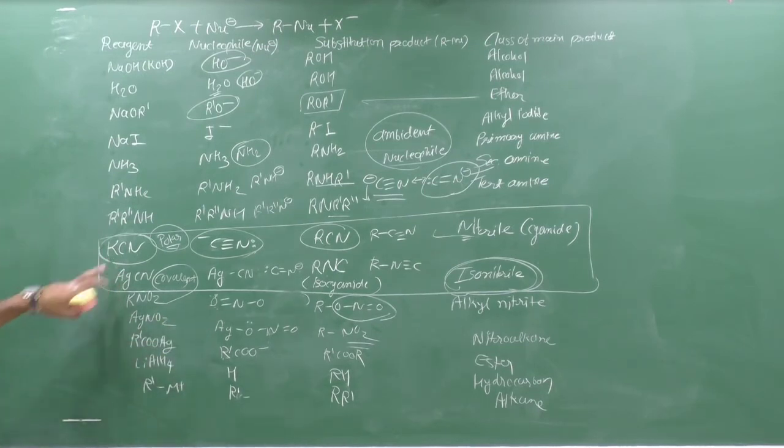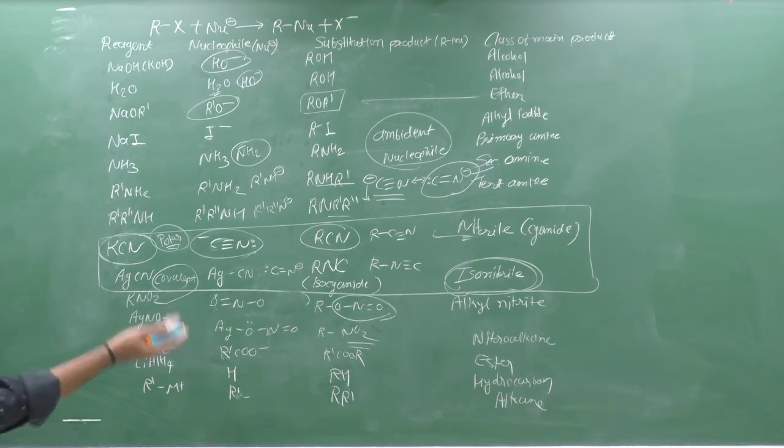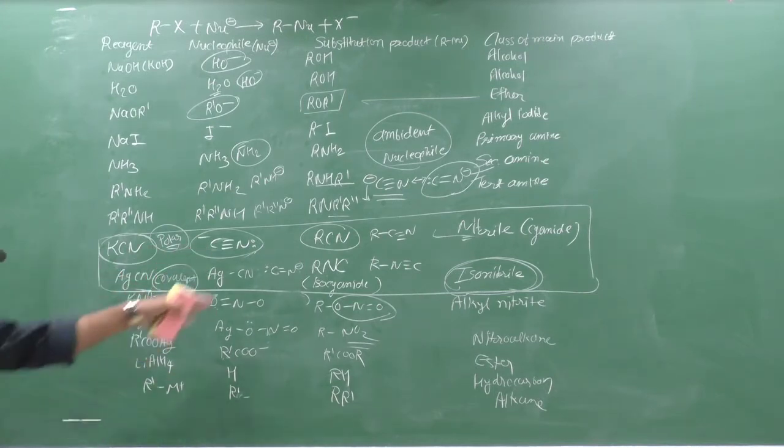If you apply KCN then it is polar. Due to this polarity it can supply cyanide and carbon is attacked on the nucleophilic site. AgCN is covalent, therefore nitrogen is attached to the carbon, therefore isonitrile is obtained.